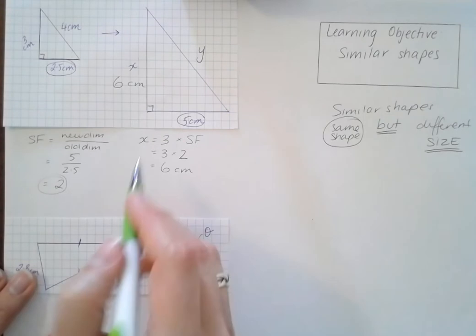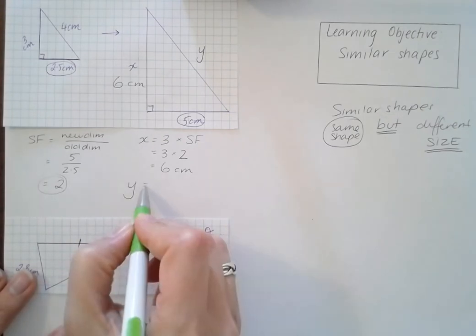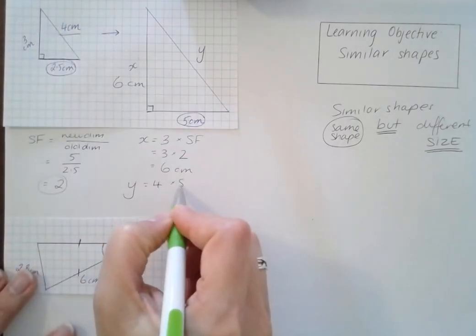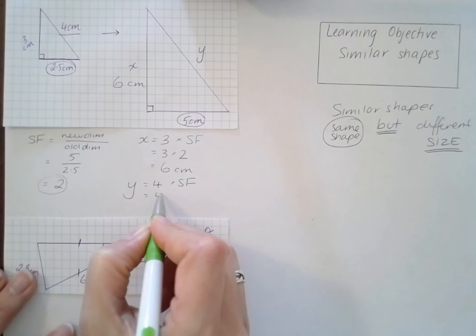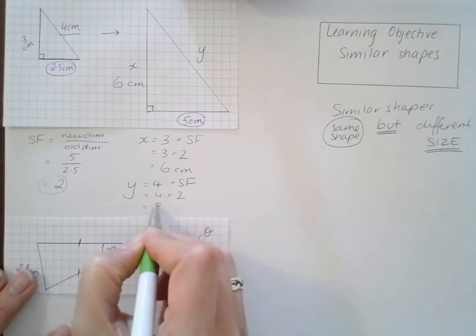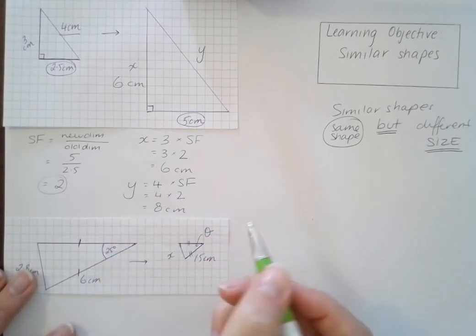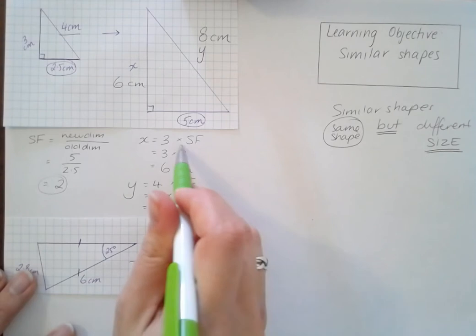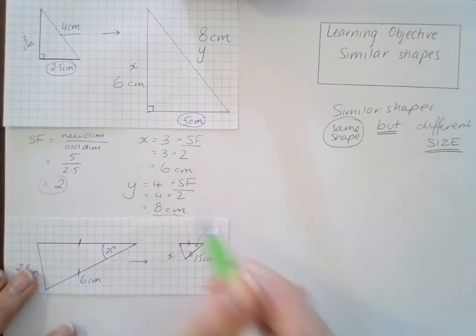If we have a look at y, we have to do the same thing. It's going to be this value, 4 centimeters, multiplied by the scale factor, which is 4 times 2, which is going to be 8 centimeters. So we know now y is 8 centimeters. We've applied the scale factor to get our new value.